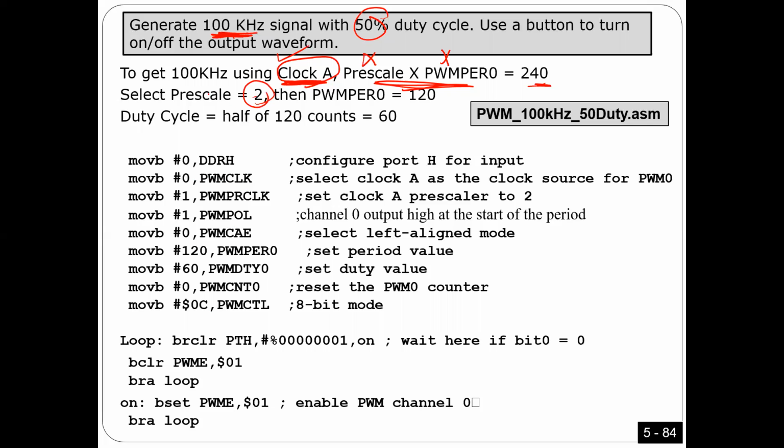So here I decided to select 2. Here I decided to select 120. Is that okay? One more thing here.